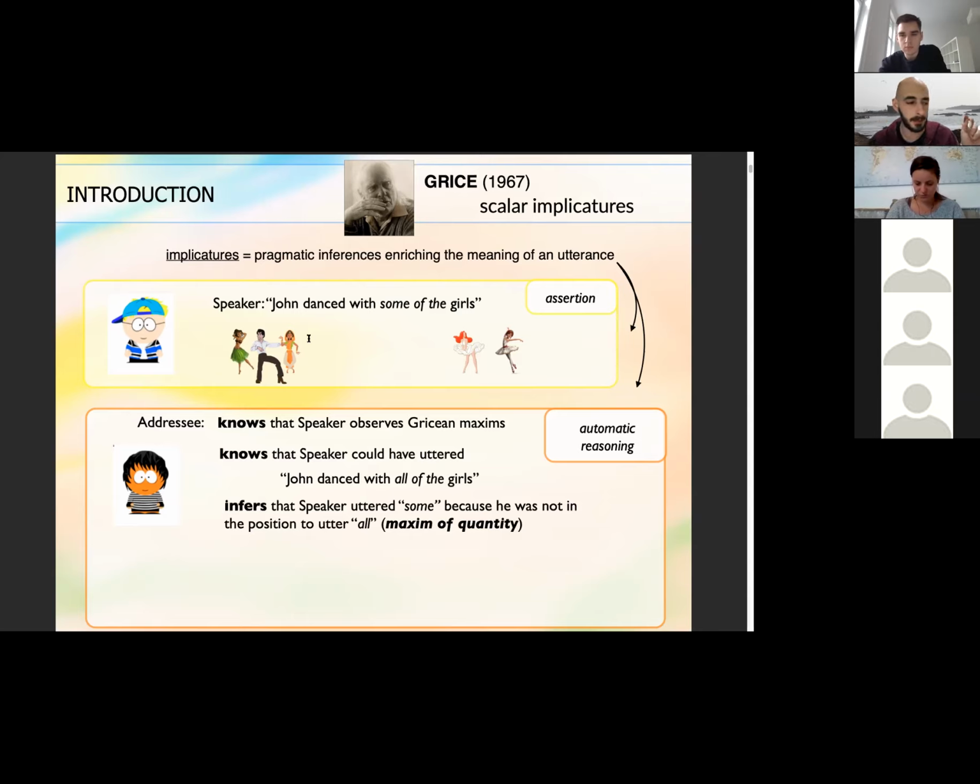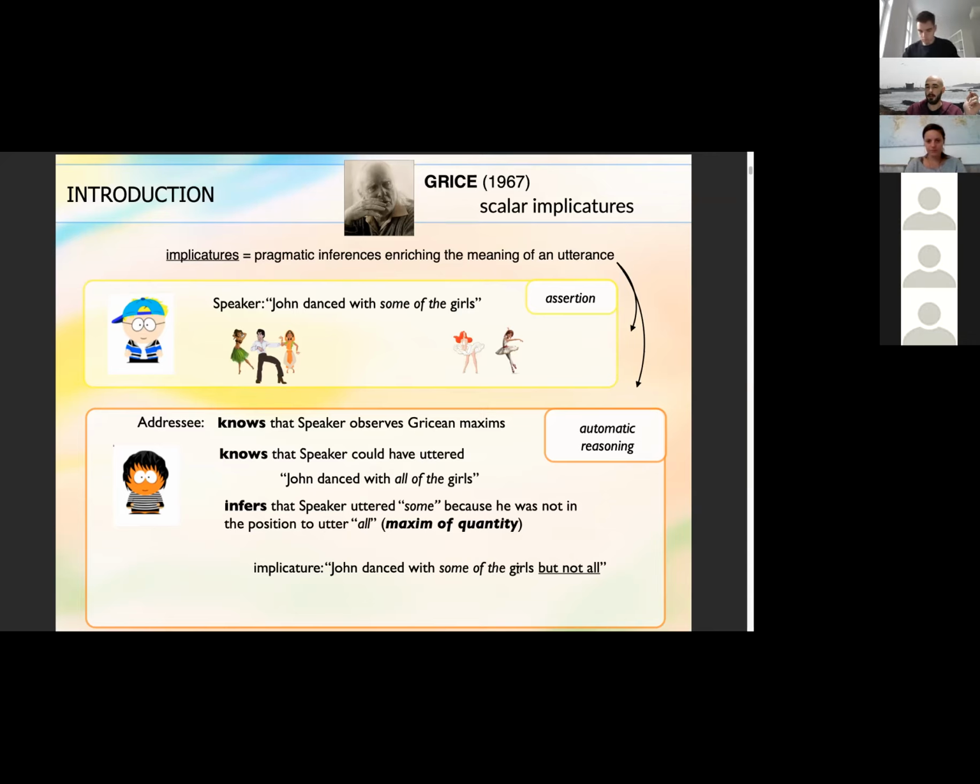So let's make one step back. Let's say that the addressee inferred that the speaker could have uttered "all," and then from the fact that the speaker did not use "all," the addressee infers that the speaker did not have enough evidence, was not in the position where his beliefs were strong enough to utter a sentence with "all," and therefore he uttered a sentence with "some." And then from this, the conclusion is that the sentence with "all" is false, does not hold. So as a consequence of this inference, the original sentence, "John danced with some of the girls," ends up meaning "John danced with some of the girls, but not all."